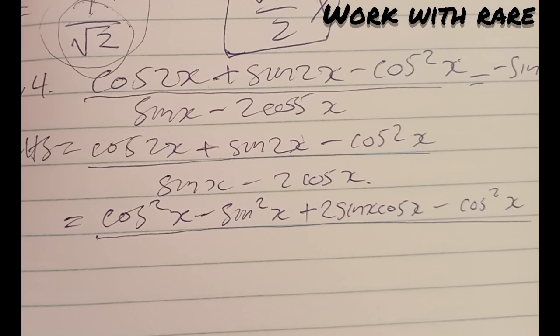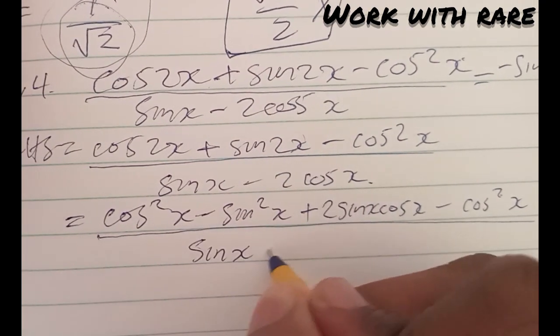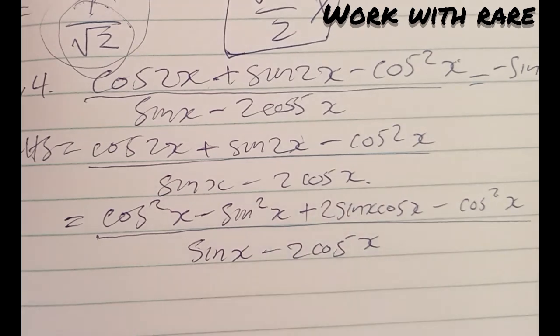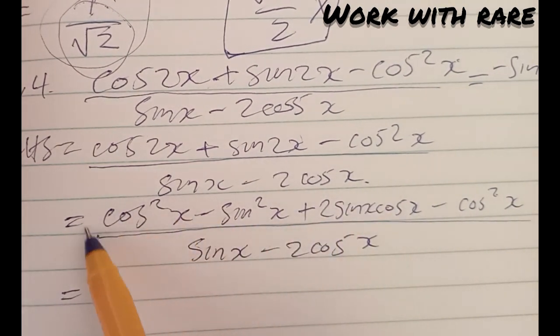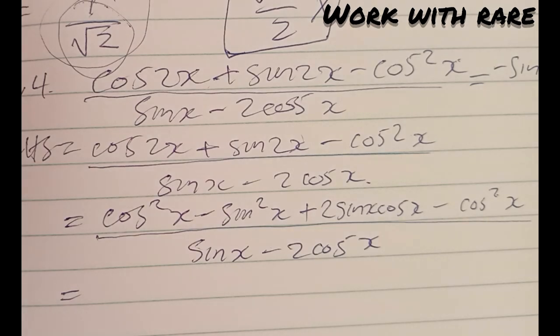Denominator, I will write it the way it is. So it will be sine x minus 2 cos x. Now look at our numerator. In our numerator we have a common factor, which is sine x, because it appears the most. But remember, on our right hand side, our answer should be negative sin x.